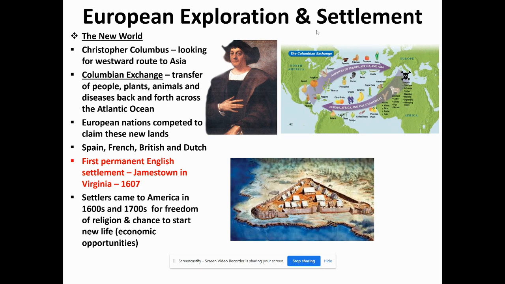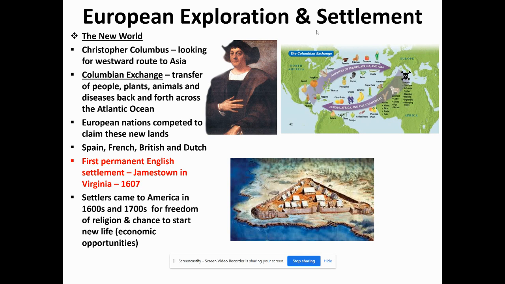And so these European nations began to compete with one another, because one of the greatest things that you could do in this time period was own land. Land was the most important thing. You had to own land if you wanted to be considered wealthy. So these nations wanted to have control and to claim these new lands.